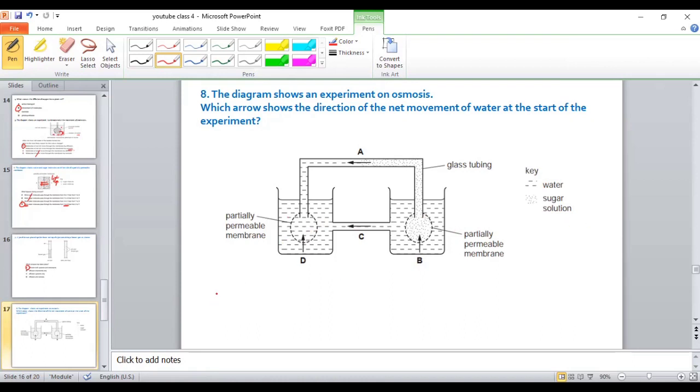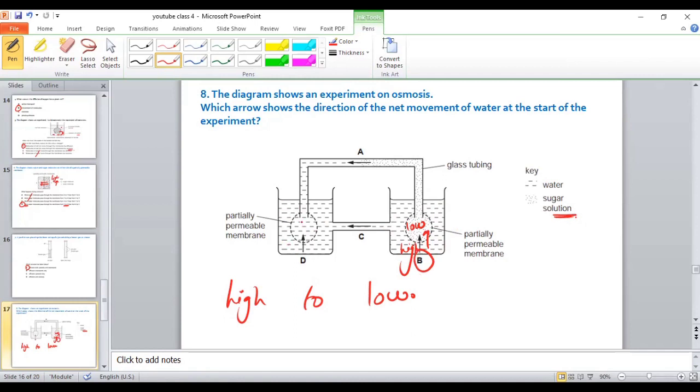Now, water will move from high to low. It means inside this tube, inside this glass tubing, sugar solution is present. It means low water is present inside, and outside high water is present. So water will move inside first of all. So this is B. Option B is the right option.